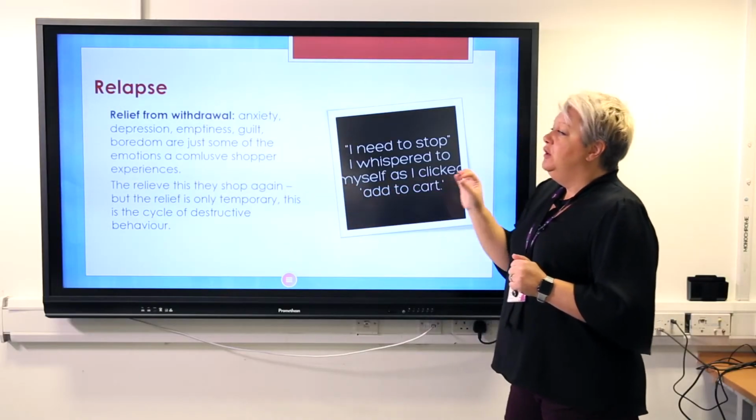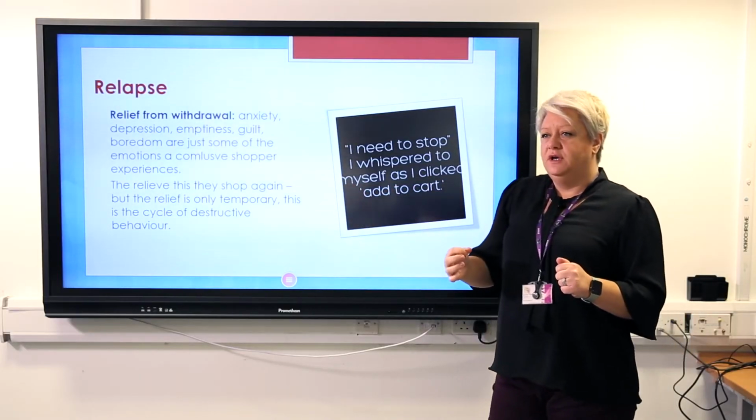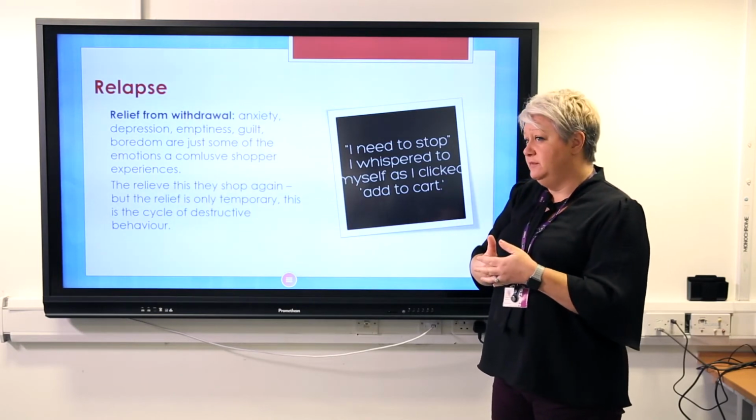However, people also relapse because they have withdrawal symptoms. Now, people think of withdrawal symptoms when it comes to drugs and alcohol. You also get withdrawal symptoms when it's shopping as well. So trying to relieve those symptoms, it can be the same reaction that you have from alcohol and drugs as to shopping. You can get sweats, you can't sleep, you're fidgety, you're nervous. All of these reactions are the same when it comes to shopping.